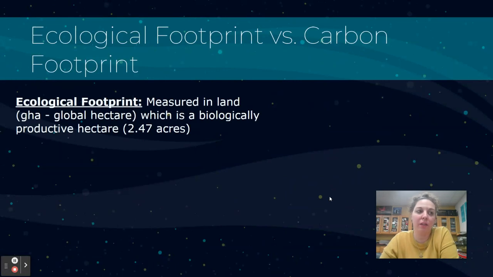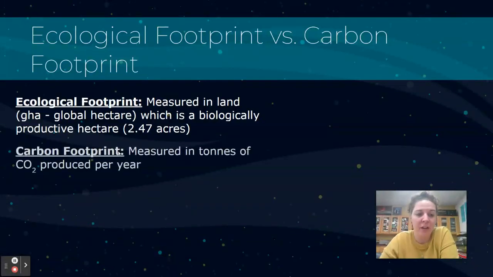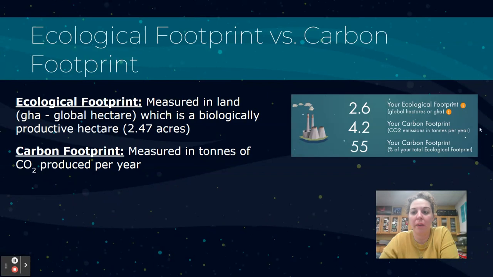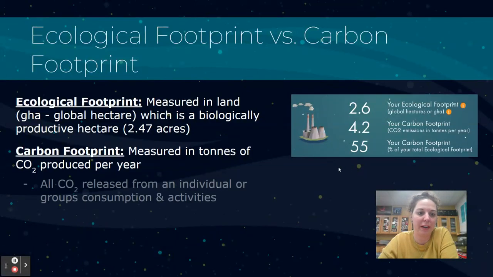So, like I said, the ecological footprint is going to be measured in land. So that's a global hectare, and that's a biologically productive hectare. A hectare is equal to roughly 2.47 acres. And our ecological footprint is a little bit different from our carbon footprint, because our carbon footprint is measured in tons of carbon dioxide produced per year. So numbers like this are what you'll see. The lower the number, the less footprint you have; the higher the number, the larger of a footprint you have.